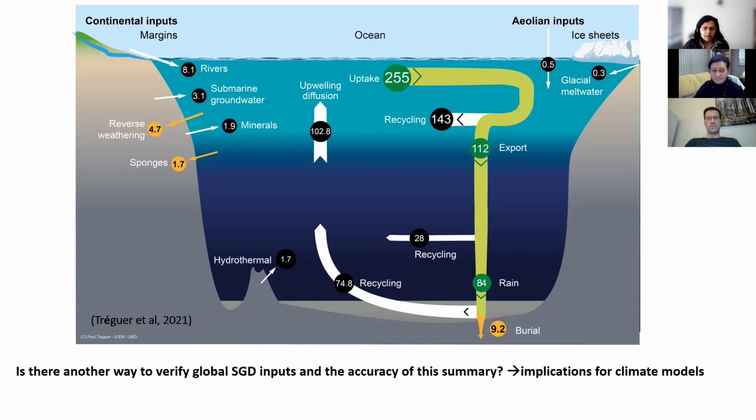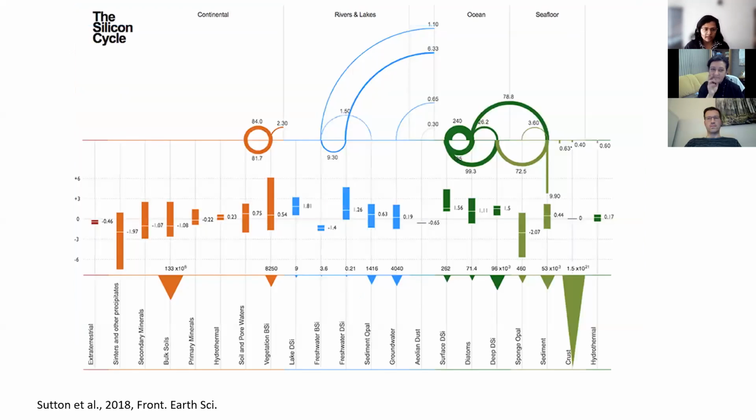So I was curious, is there another way, like just to nail this down, is there another way to verify global SGD inputs and the accuracy of this summary? Because this has implications for climate models. And bear with me, I'm going to just take you through some stable silicon isotope data. So this is a compilation of stable silicon isotopes from 2018, Jill Sutton.